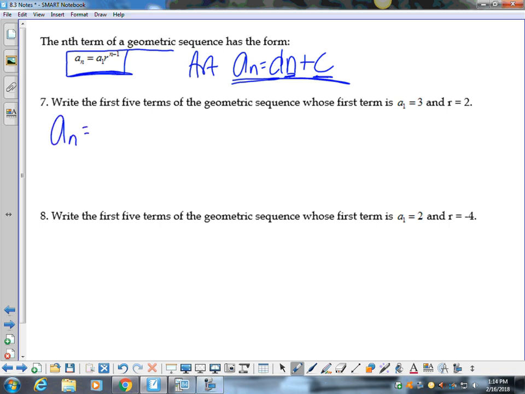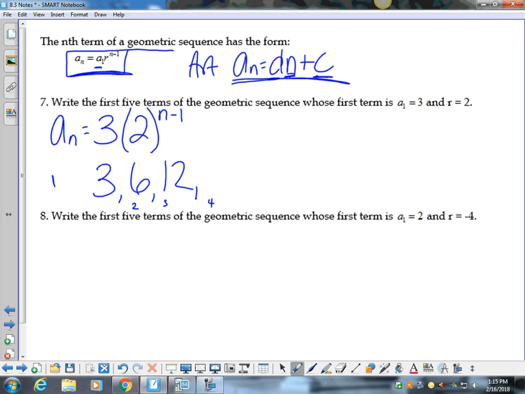So if I were to set up my formula, my first term is a 3. My r is a 2, and then it's to the n minus 1. Okay, so if I'm going to find a sub 1, plug a 1 in for your n, and 1 minus 1 would be 0. 2 to the 0 would be 1, and 1 times 3 is 3. Now if I let my n be 2, 2 minus 1 would be 1. 2 to the 1 is 2, and 2 times 3 would be 6. Third term, 3 minus 1 is 2, 2 squared is 4, 4 times 3 is 12.